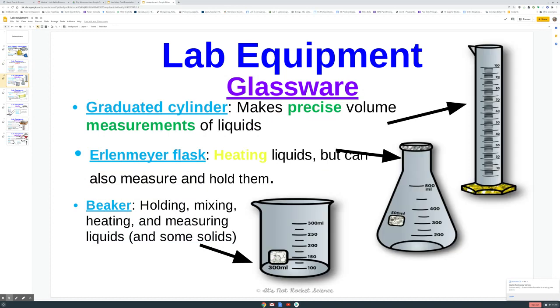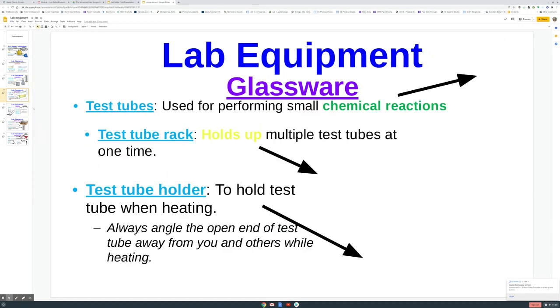Graduated cylinder. This makes precise measurements of liquids. Erlenmeyer flask is mainly for heating liquids, but can measure and hold them. The measure is not precise. Graduated cylinder, precise. Beaker can hold, mix, heat, and measure liquids or solids, but again, mainly probably holding, mixing, and heating. Measuring, it's not going to be as accurate as the graduated cylinder.